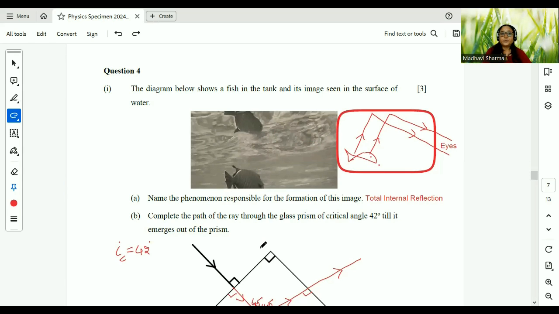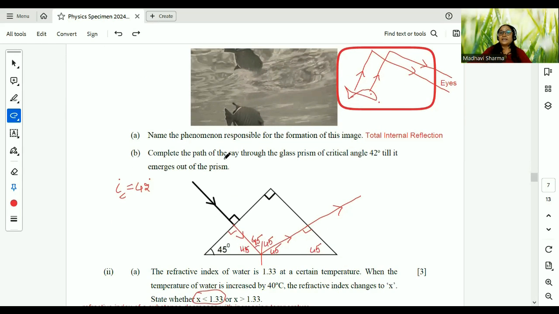Okay. Complete the path of the ray through the glass prism. Critical angle is 42 till it emerges out. So if this ray is 90, angle of incidence 0, it goes straight undeviated. It hits this hypotenuse. It makes a triangle. So 45, this is 90 and 45, 45. This will be 45, so this will also be 45. If this is 45, that is the angle of incidence, reflection will also be 45.